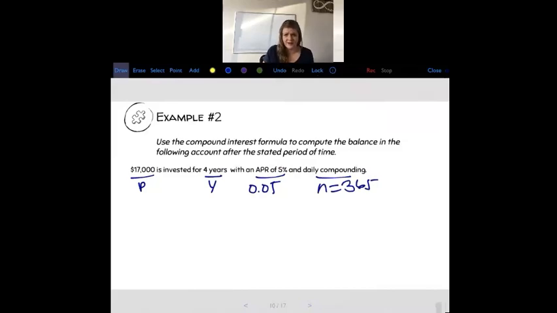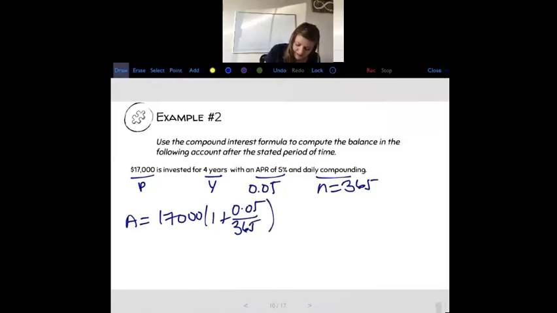Okay, so we'll put this in the calculator, and I'll talk about how to put it into the 2 different calculators that are allowed for this class. So A is equal to 17,000 times 1 plus 0.05 over 365 raised to the 365 times 4. Okay, so this is the formula that we're going to use. If you're using the Casio, it's a little bit friendlier to put into the calculator. So I'm going to put it in and show you what it looks like so you can take a picture of it.